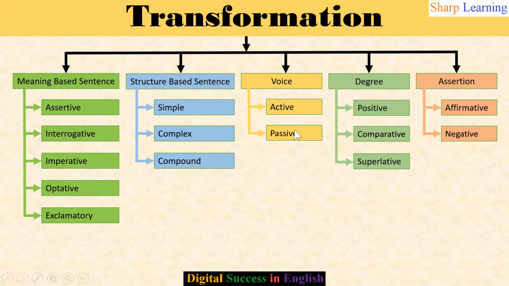Voice, you know, active and passive voice. Degree, positive, comparative and superlative degree. Assertion of sentence, that means affirmative sentence and negative sentence. If we can complete all these 5 types of changes, then we can cover the complete transformation. But in one tutorial it is not possible for us to complete everything.